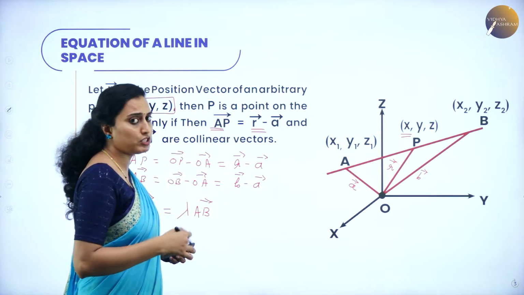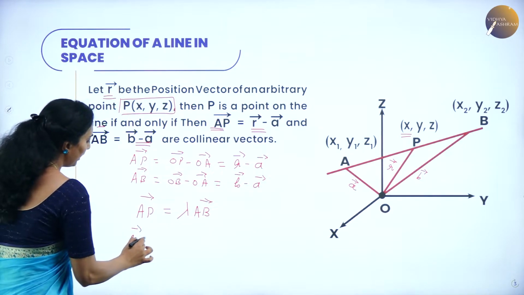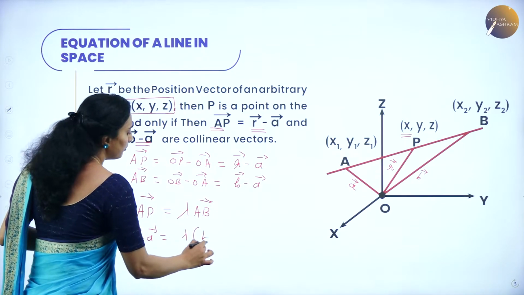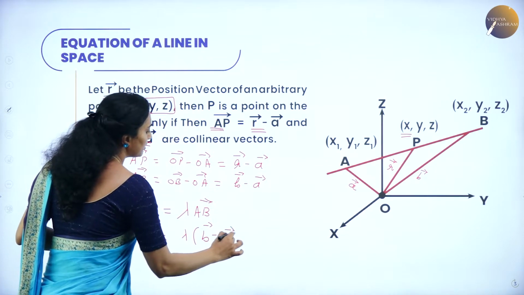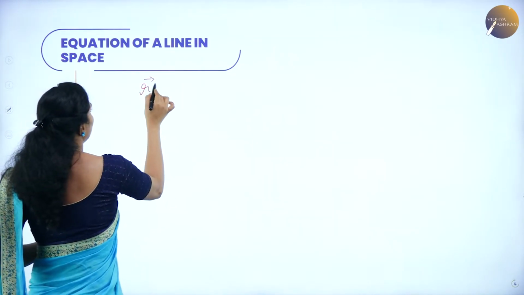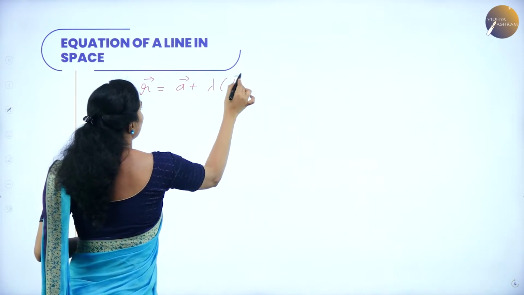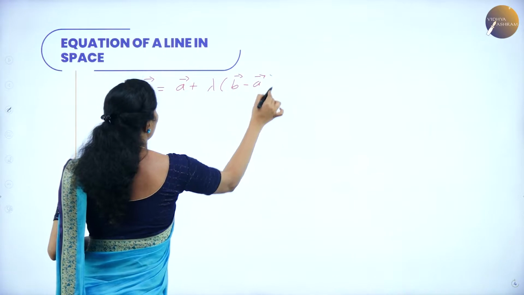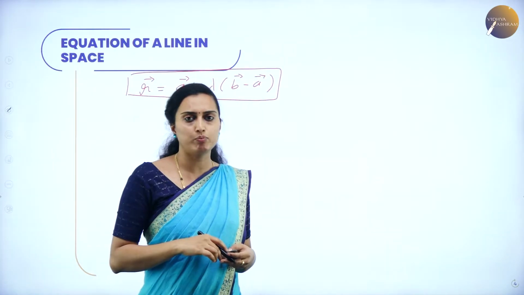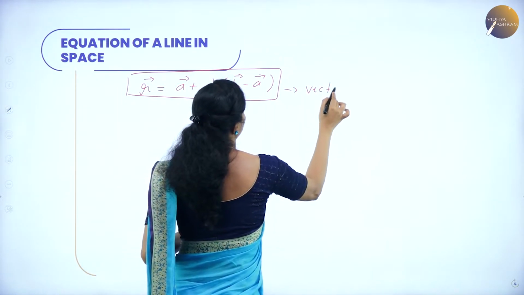Now, we are going to substitute what AP vector is. AP vector is nothing but R vector minus A vector, equal to lambda into AB vector, which is nothing but B vector minus A vector. Therefore, you can have your R vector equal to A vector plus lambda into B vector minus A vector, which is going to be known as the vector form of the line through two given points in space. Now, this is going to be known as the vector form.